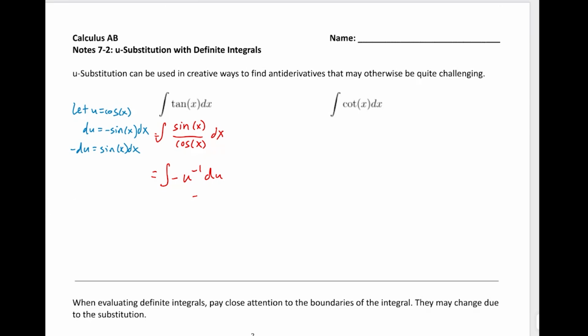Now we know that the integral of u to the -1, or 1 over u, is the natural log of the absolute value of u. So this would be the negative natural log of the absolute value of u plus c. And since u is cosine x, we get this lovely formula for the integral of tangent x.